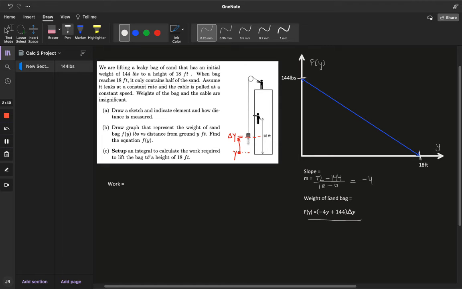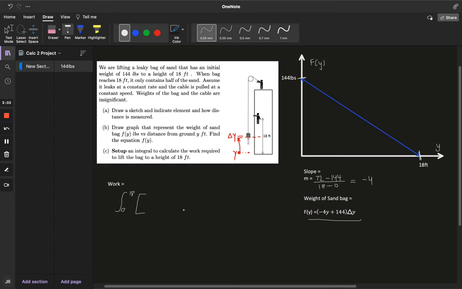Which, to finish off, we would need to set up an integral to calculate the work required to lift the bag to the height of 18. So the integral would go from 0 to 18, and we would set that up to find the integral.